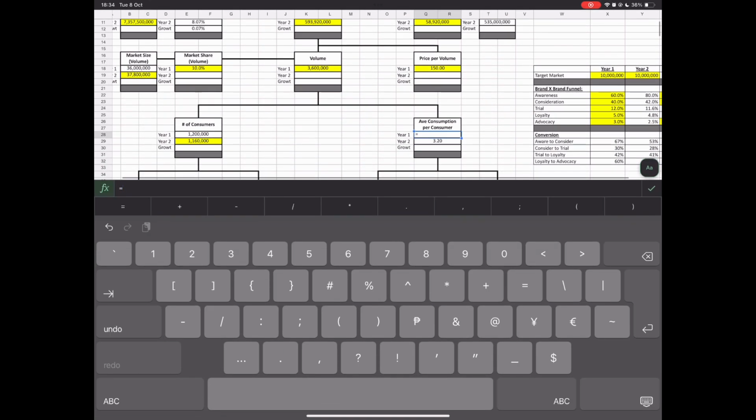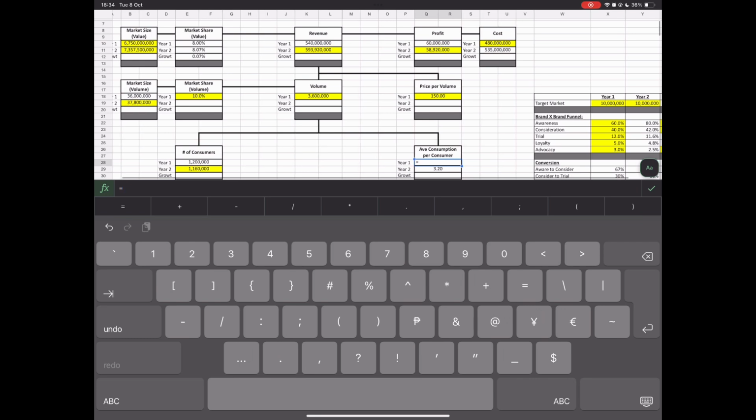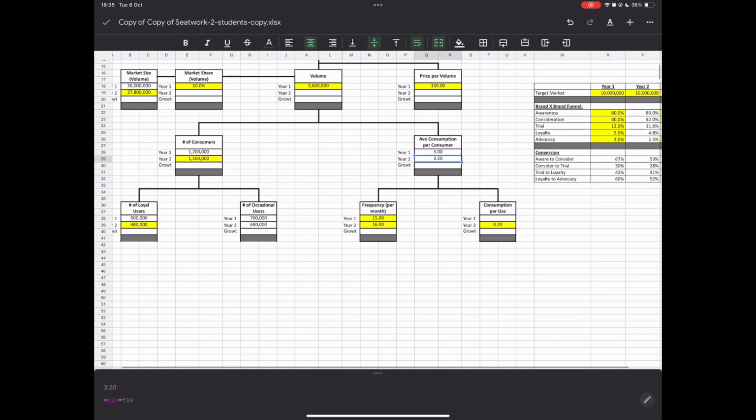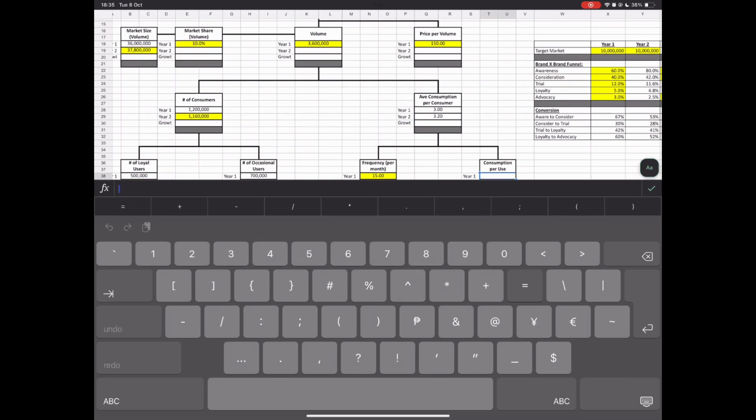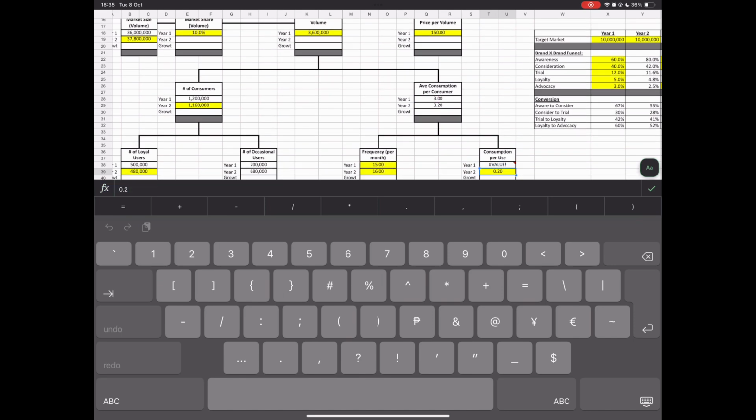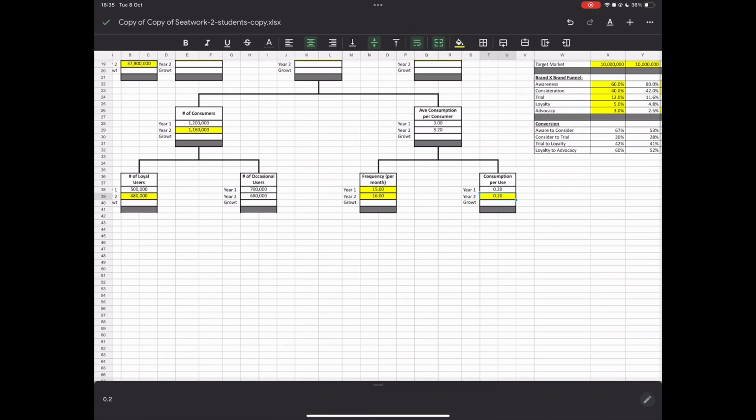And then for average consumption per user, for year 1, you're going to look at the volume. You're going to look at how many consumers there were on year 1, and then you're just going to divide that like so. That should give you about 3. And then using that relationship, that 16 times 0.2 gave us the 3.2. So it stands to reason that if we're now missing consumption per use, it's just the 3 divided by the 15. So if we do that really quickly, that should give us the same value of 0.2.